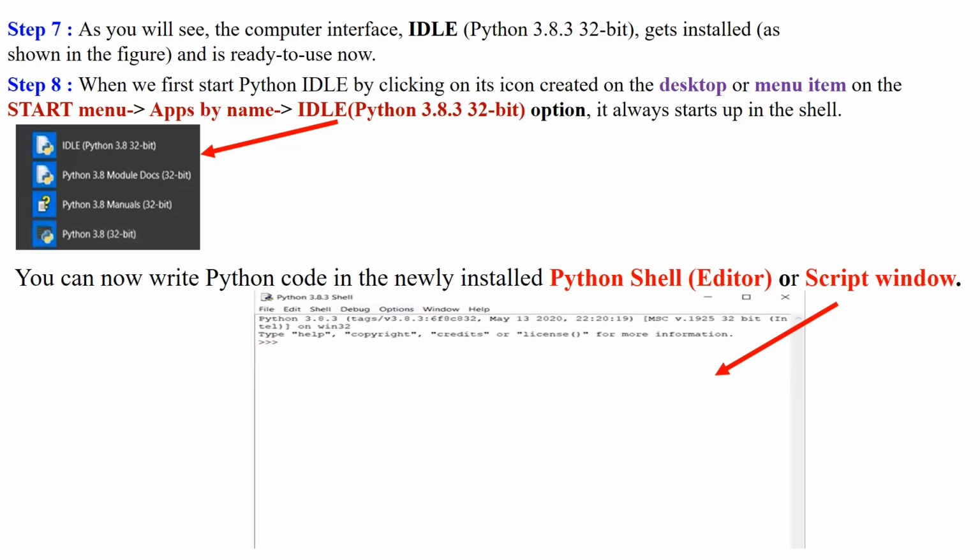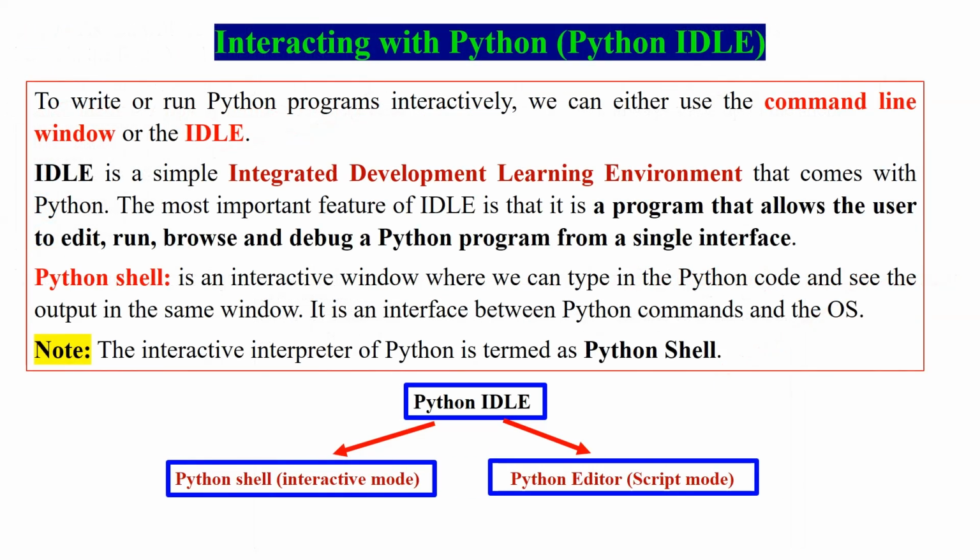Step 8. When we first start Python IDLE by clicking on its icon created on the desktop or the menu item on the Start menu, Apps by Name, IDLE (Python 3.8.3, 32-bit) option, it always starts up in the shell. You can now write Python code in the newly installed Python shell, editor, or script window. To write or run Python programs interactively, we can either use the command line window or the IDLE.